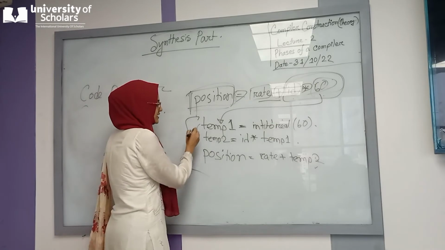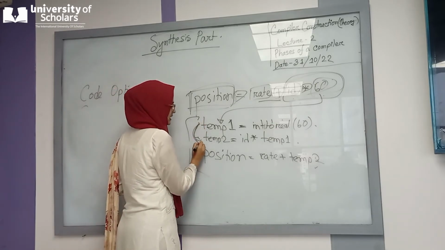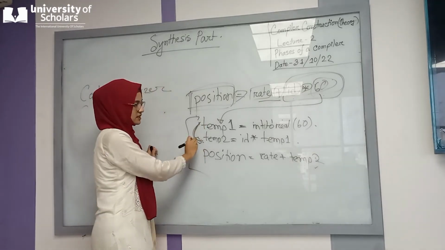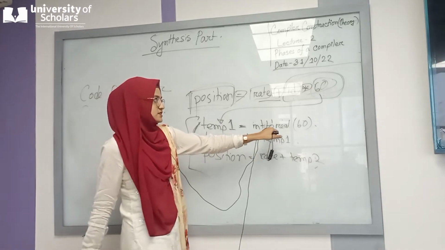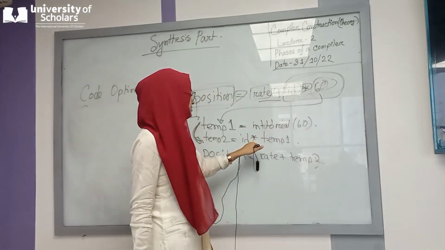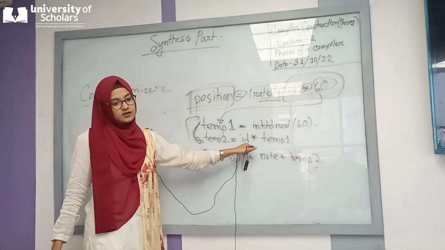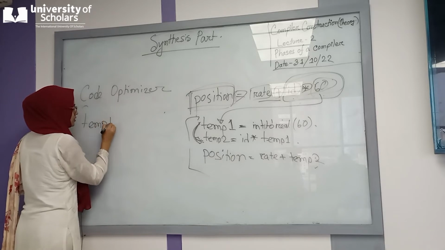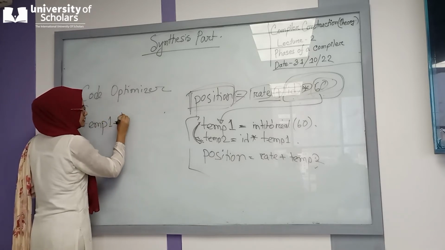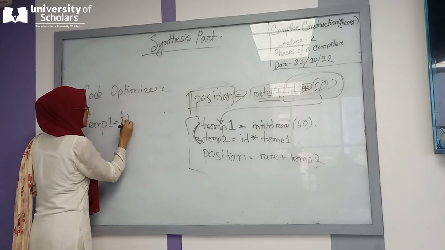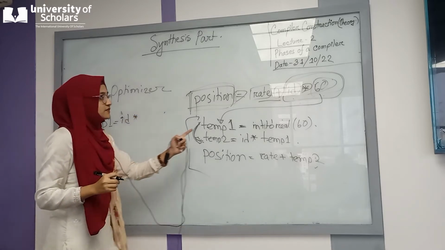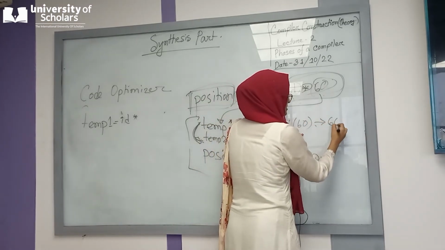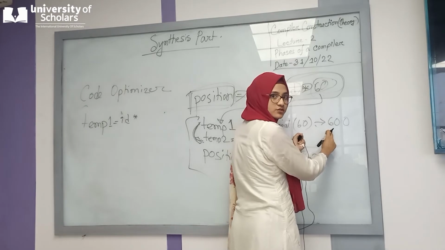So look, here we can do these two things in a single line. Can we? Converting the 60 into real and multiplying it with the ID can be done in a single line, like this. Temp 1 is equal to ID multiplied by 60.0, to convert it into real. I already have shown you this, right?